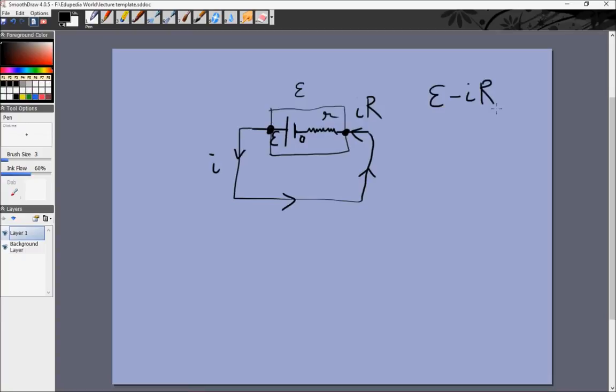See, so E has a very specific meaning, EMF. It is the work done in taking a unit positive charge from this end to this end. V has a very separate meaning. It is the potential difference between the two ends of the battery. In special cases, they might be the same.